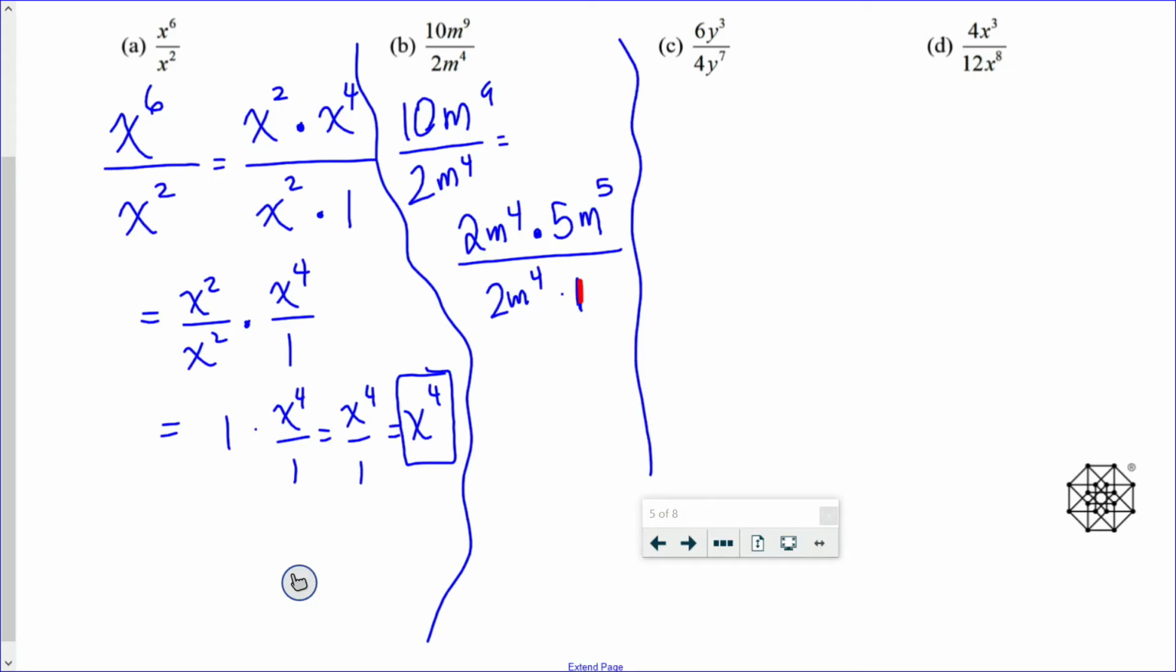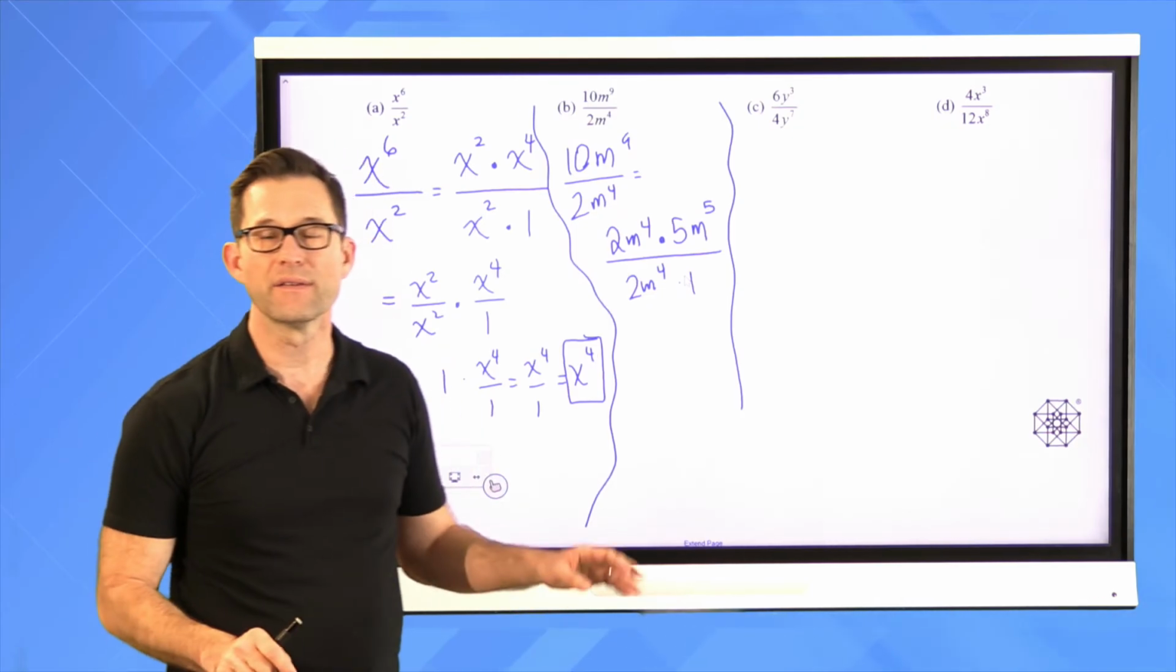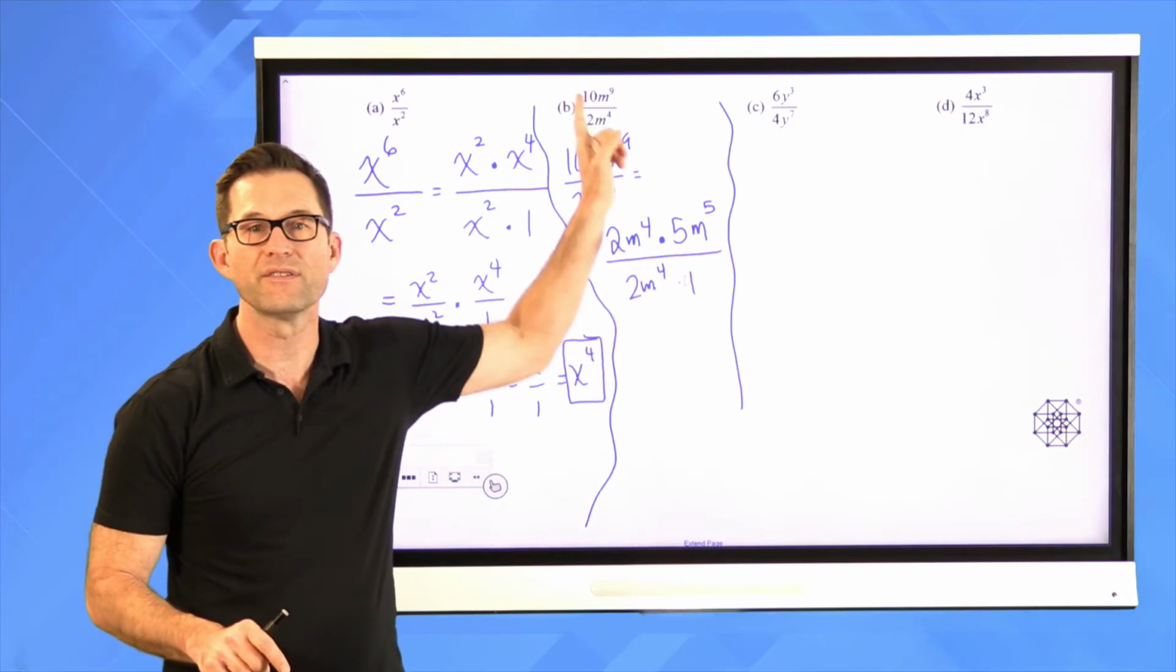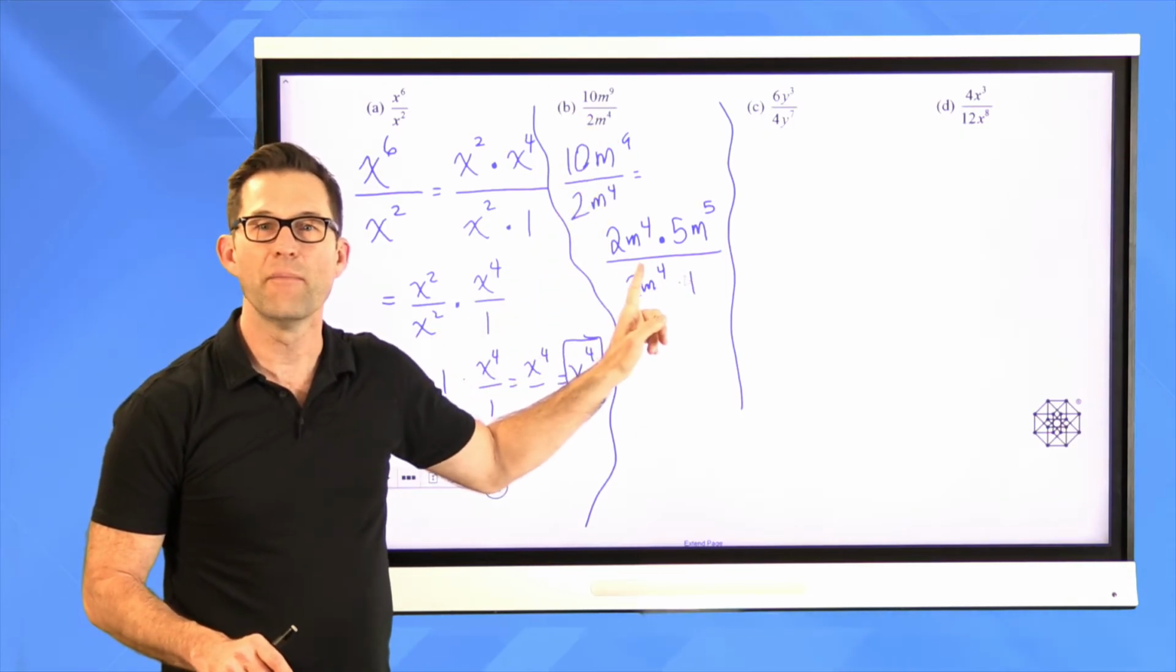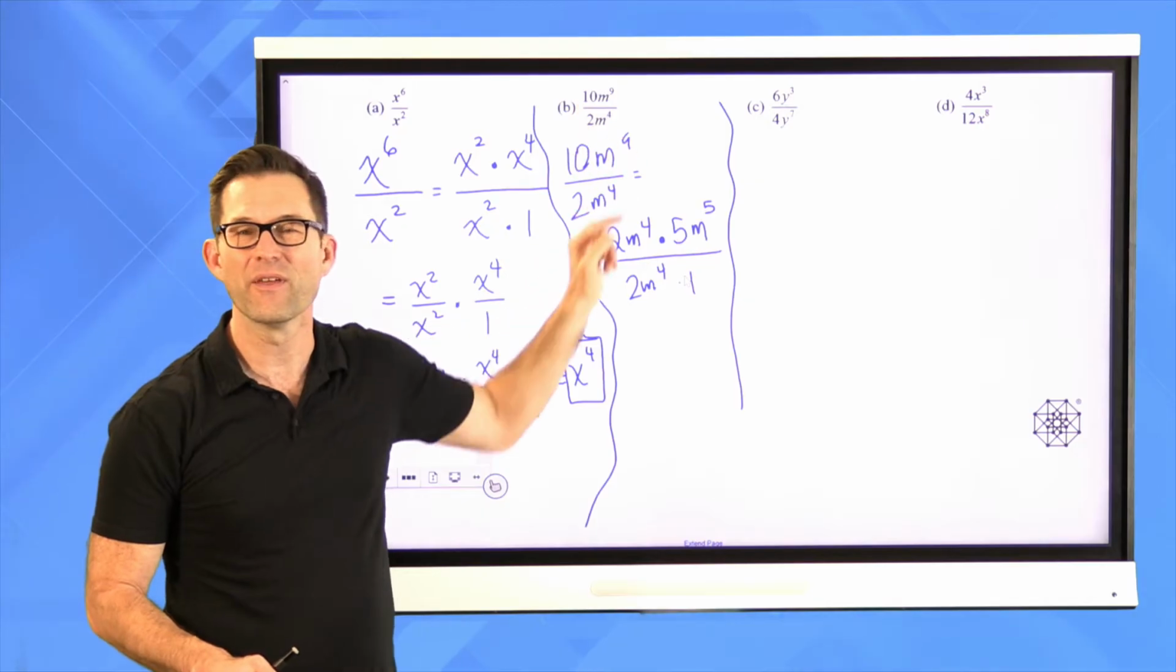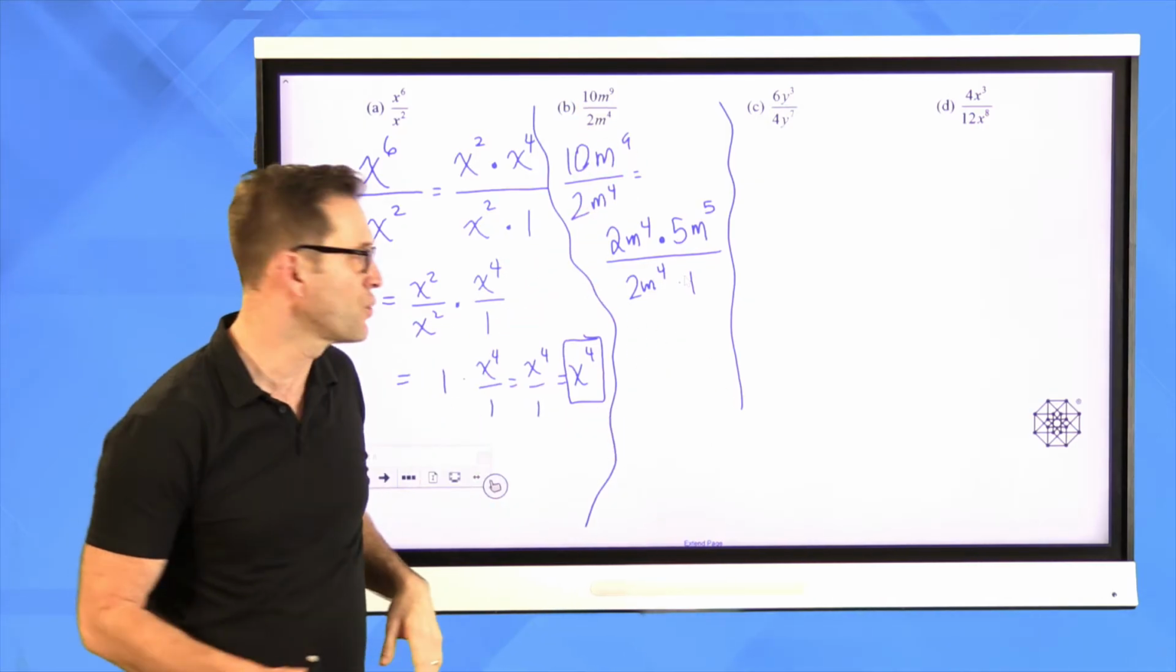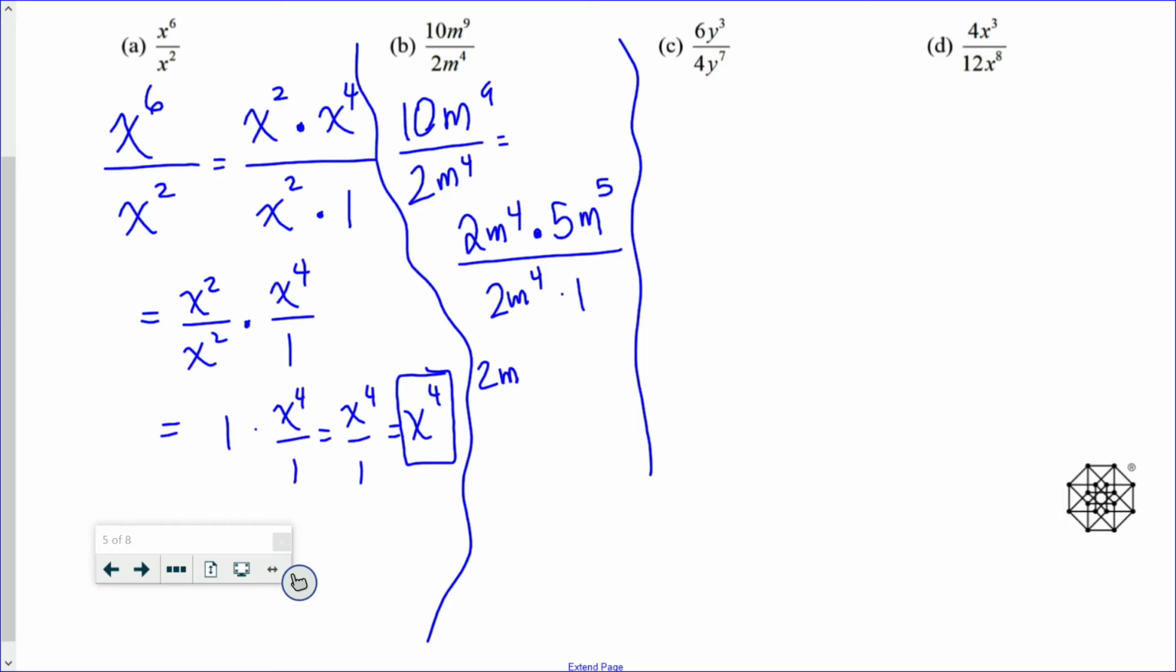Times 1. Okay. All right, and again, let's talk about this. Definitely the same thing. I got 2 times 5 is 10. M to the fourth times m to the fifth is m to the ninth. And then I've got that 2m to the fourth down here as well. So that's just going to be 2m to the fourth divided by 2m to the fourth all times 5m to the fifth over 1. So that's the fraction 1 times 5m to the fifth over 1, and that's just 5m to the fifth.